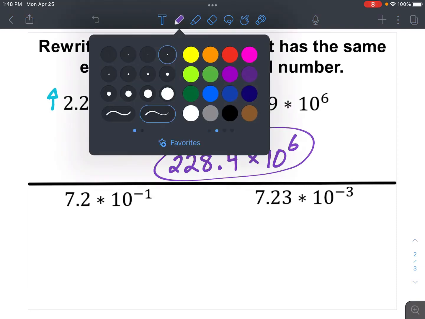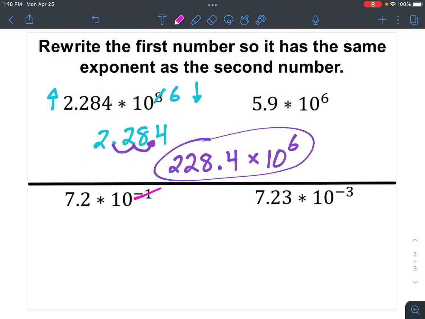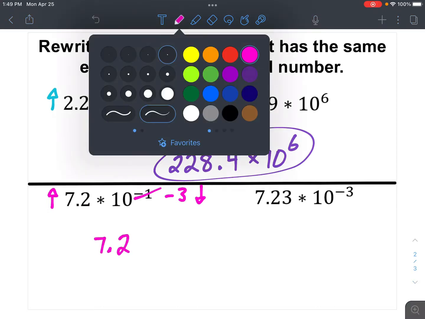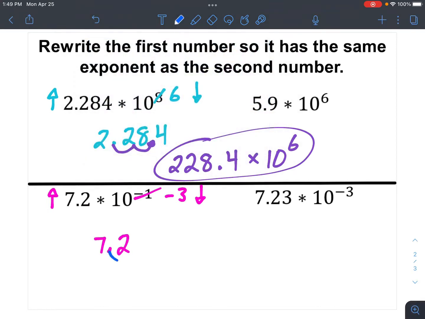And then for the one below, -1 to get to -3, that's also going to be decreasing. We also need to increase the 7.2. And so then that means that we'll take the 7.2, we'll have to move it 2 spots to the right, 1, 2. There's no number there, so we have to put in a 0. And that means that our answer for the second problem is going to be 720 times 10 to the -3 power.